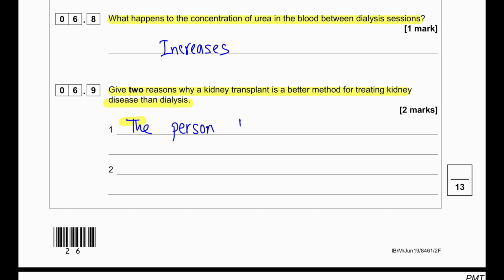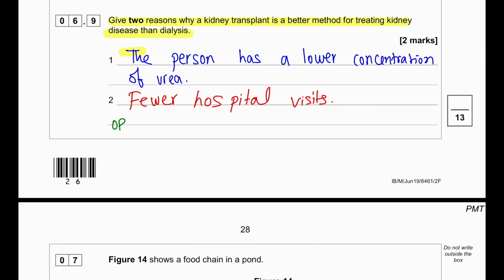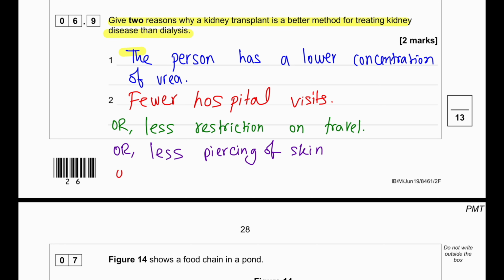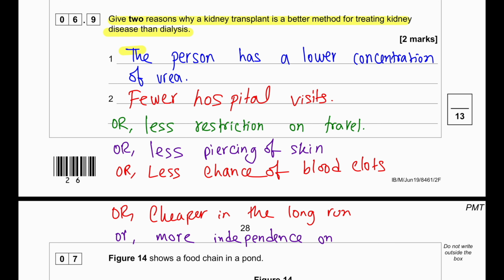So we'll say the person has a lower concentration of urea. Other benefits would be that the person does not need to be attached to the dialysis machine every time to decrease the urea concentration. Other points from the mark scheme that we can write are less restriction on travel, and no repeated piercing of the skin is needed for the dialysis, which also increases the chance of blood clots and infection. It is cheaper in the long term and there is no restriction in diet.